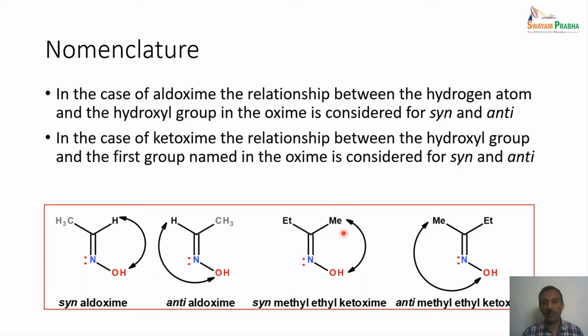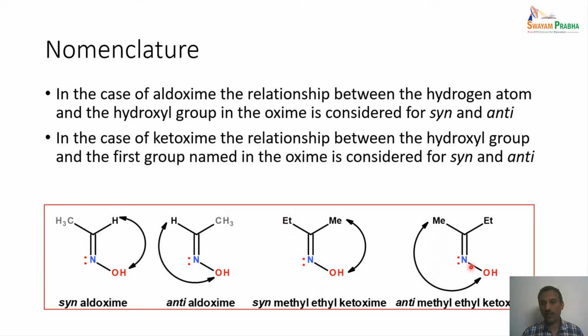So that means the methyl group, whatever is given in the beginning, that is the first group, and the hydroxyl unit, whether they are on the same side or on the opposite side, we give syn and anti nomenclature. So this compound is now named after the methyl group and the hydroxyl OH group being on the same side of the carbon-nitrogen double bond. So this is called syn methyl ethyl ketoxime.